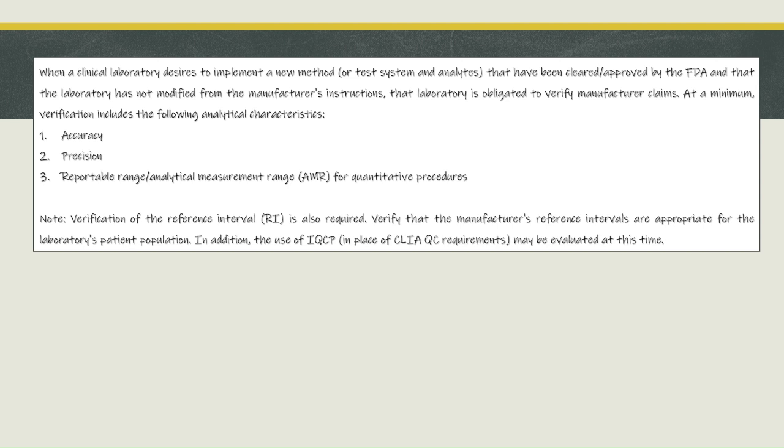Note, verification of the reference interval, RI, is also required. Verify that the manufacturer's reference intervals are appropriate for the laboratory's patient population. In addition, the use of IQCP, in place of CLIA/QC requirements, may be evaluated at this time.